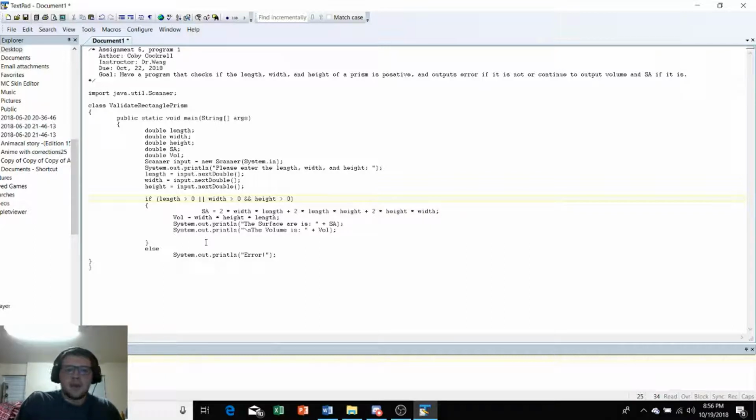Length could be greater than 0, or width could be greater than 0. But we want and, because they all have to be greater than 0. So length is greater than 0, and width is greater than 0, and height is greater than 0. And of course, we have our brackets.